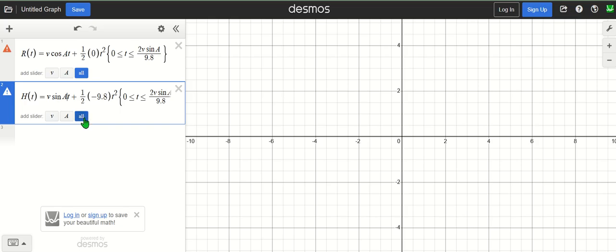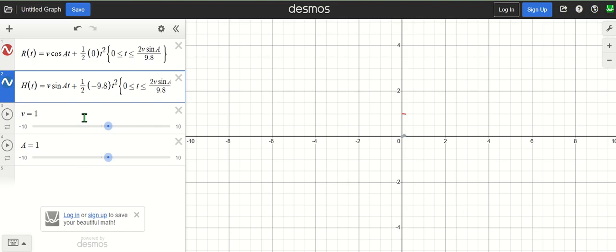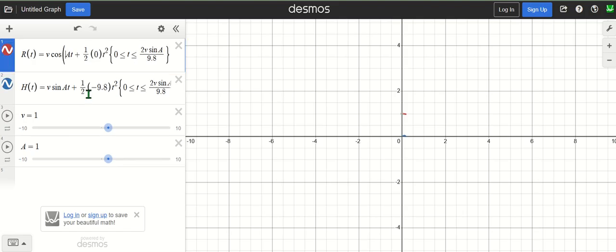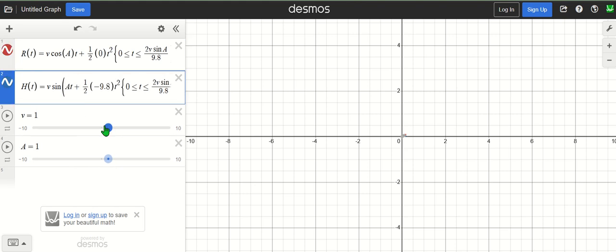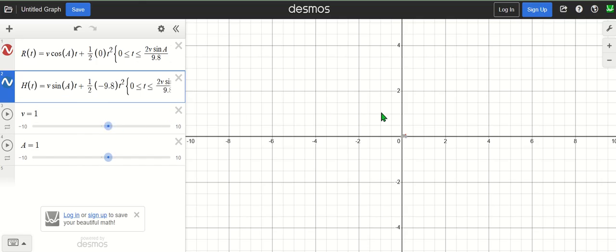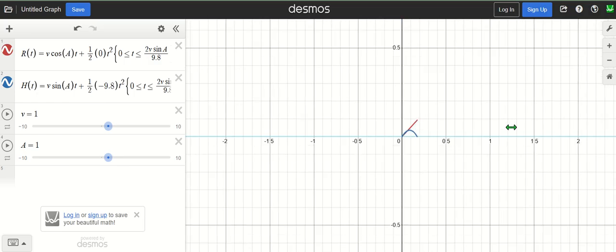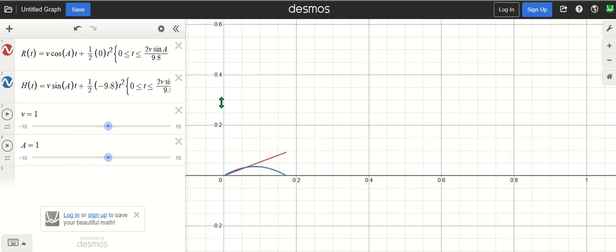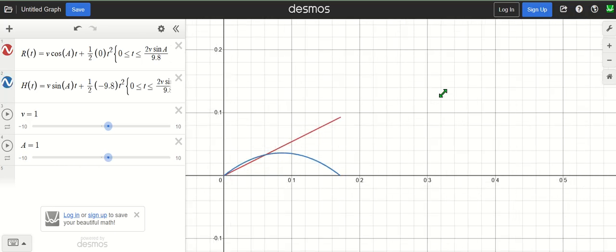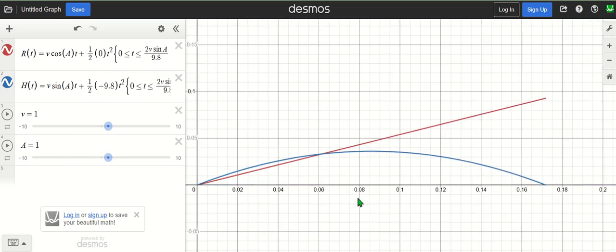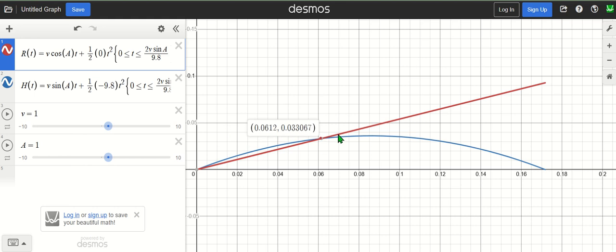And now we want to add in our sliders. I'll put parentheses around these angles so it doesn't take it as a product of A and T. Okay, now we're going to check out our graphs. I can see if I expand this, my red line is showing me my range. I can see my range at every moment in time. Make this even bigger. Okay, so my red line is showing me my range at every moment in time. Remember, my range is only moving in one direction and there's no acceleration.